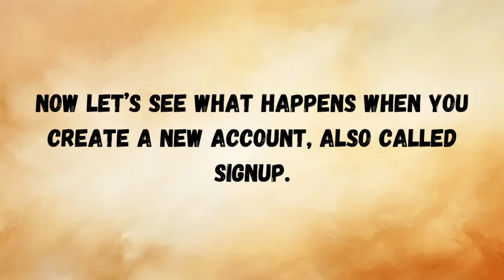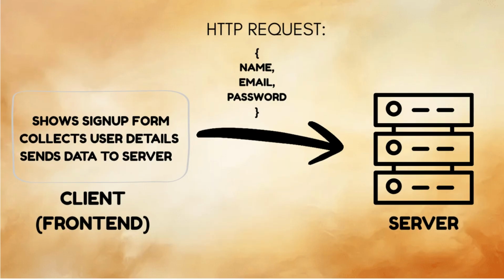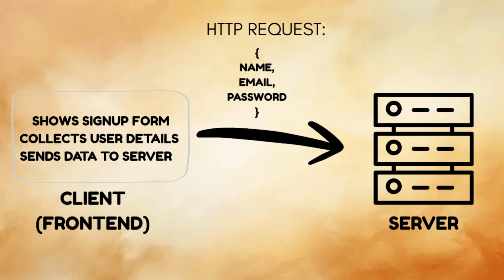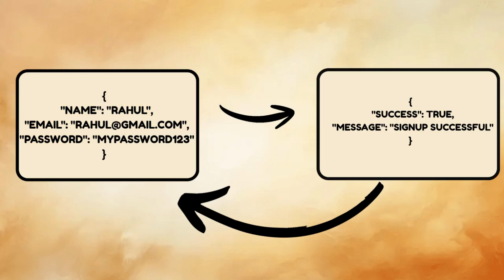Now let's see what happens when you create a new account, also called Signup. You enter your name, email, and password in the app. The frontend sends these details to the backend. The backend checks if this user already exists. If not, it safely locks your password and saves your details in the database. Then it sends a success message back to the frontend. And just like that, your account is created.